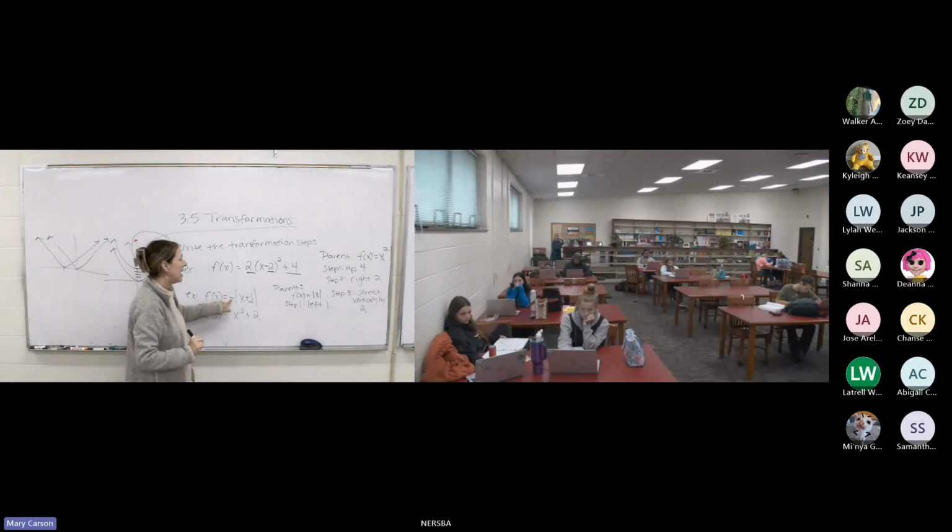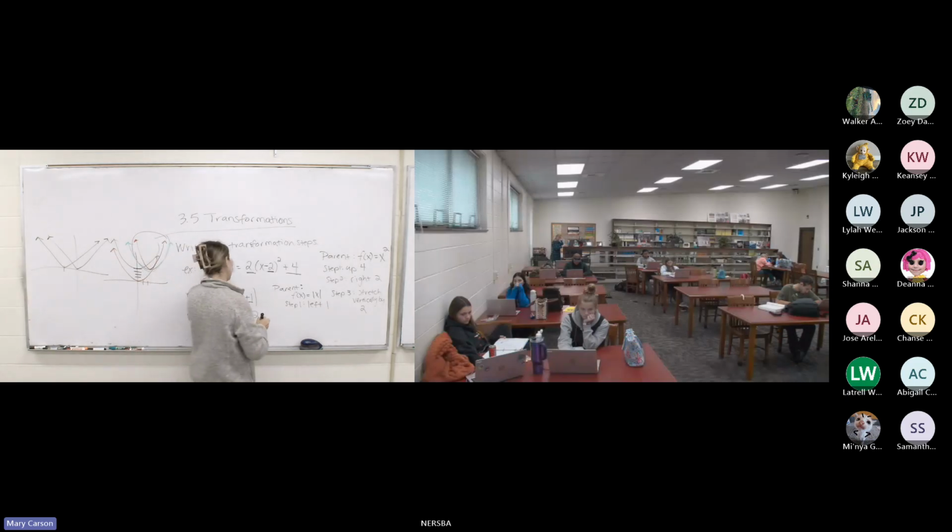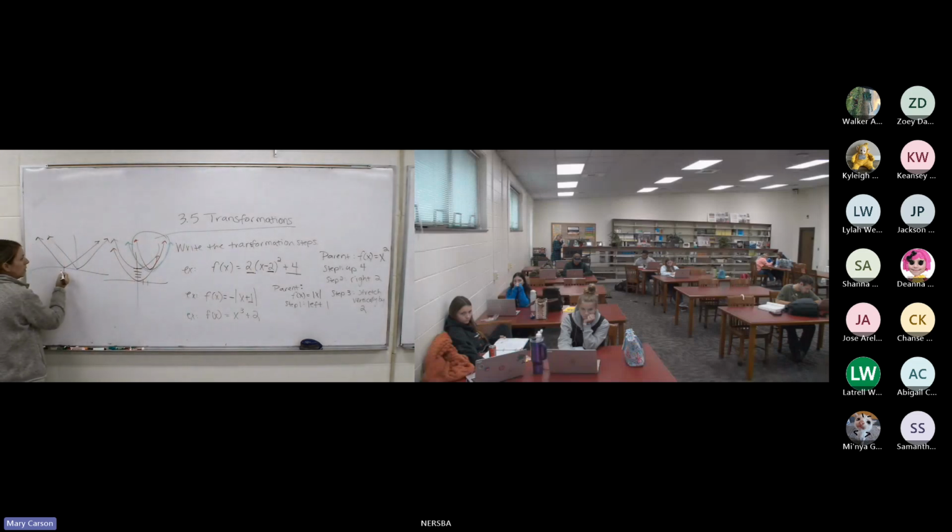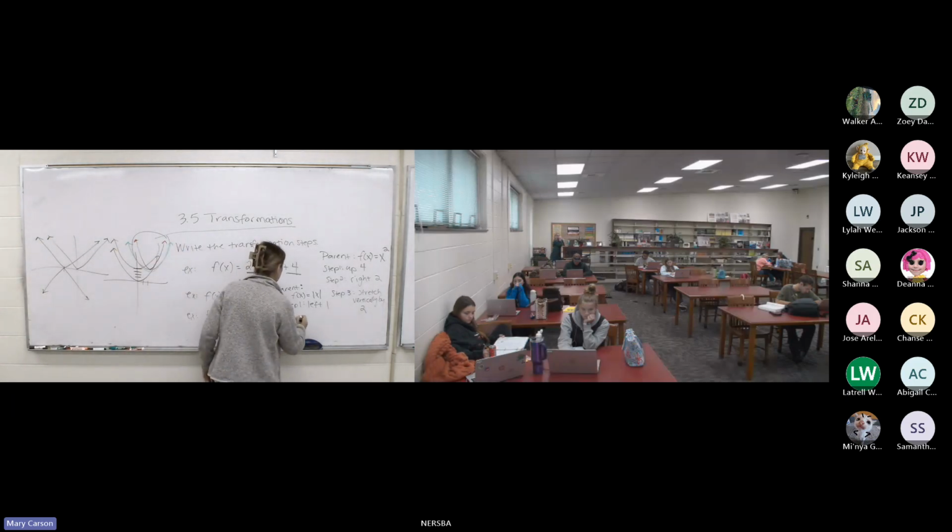Now I have a negative, which tells you it's going to flip over the x-axis. You're just flipping it, and it makes it look like this now. Does that make sense? So that's the last step. Step 2, reflect over x.